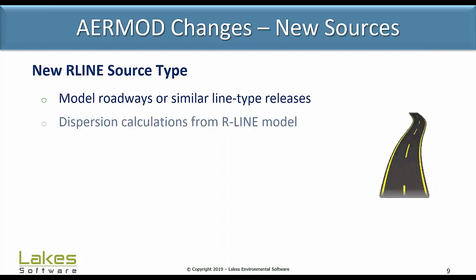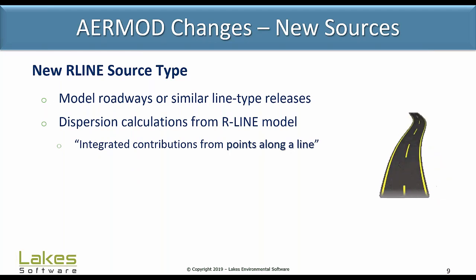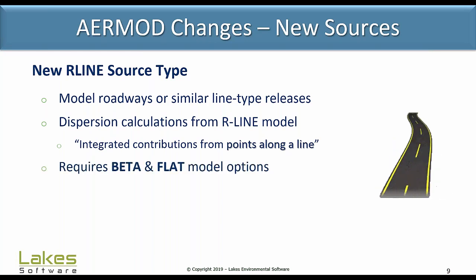Now it is meant to be done as part of testing and analysis, as the dispersion calculations were taken from the existing R-line model, which uses the integrated contributions from points along a line to perform dispersion calculations of these emissions. Because it is a new source type, it does need further testing and analysis, which is why it's now included in the model. So it requires the beta keyword flag. So it is a non-default model option. It also requires the non-default flat model option to be applied.